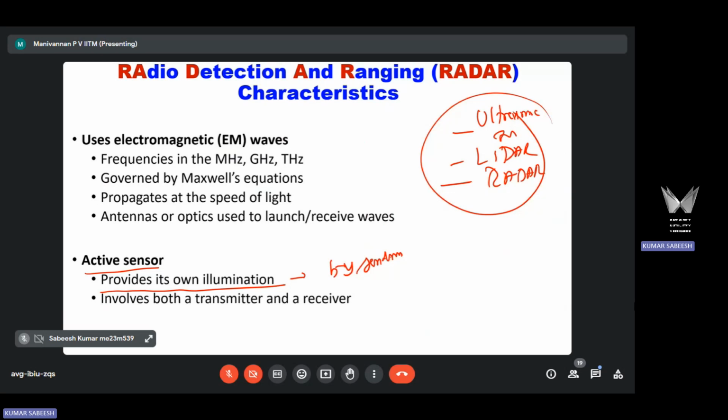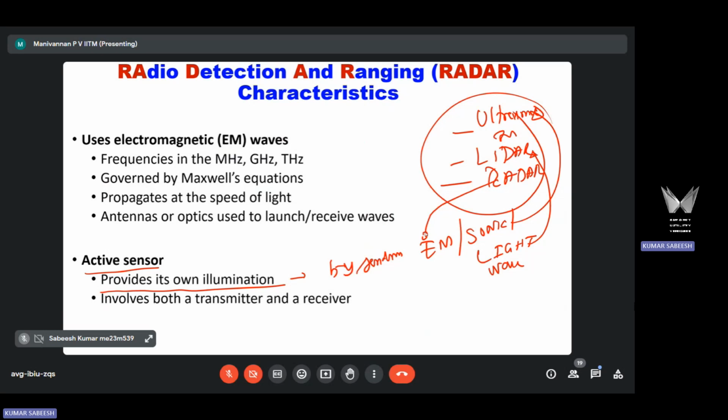Illuminate the surroundings or the target by sending EM or sonic or light waves. The ultrasonic sensor sends sonic waves. The LiDAR sends light waves. The radar sends electromagnetic waves. First they transmit an electromagnetic wave, which will go and hit the object and be reflected. The reflected wave is received and detected by the radar.